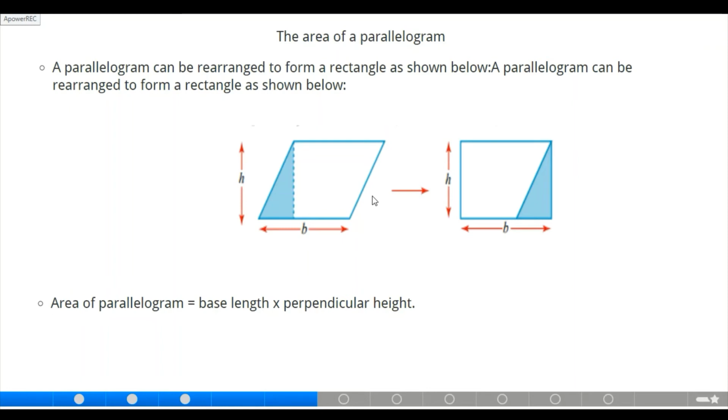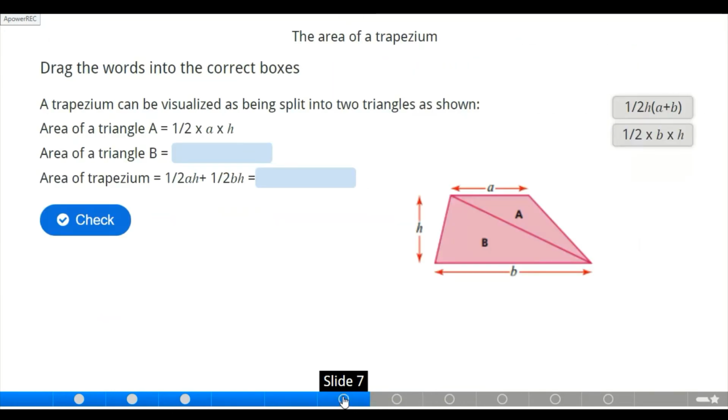So if you want to calculate the area of a parallelogram, it is base length times height. Look at this. This is the base, and we have this to be the height. So we calculate the area of a parallelogram as base length times height. That is the formula for calculating the area of a parallelogram. Now let's look at the area of a trapezium.